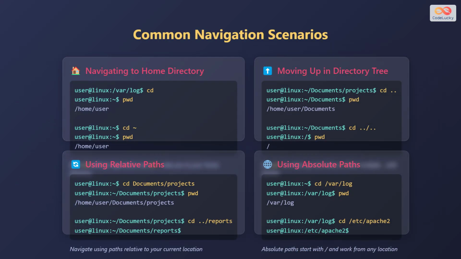Let's walk through some common navigation scenarios. To navigate to your home directory, simply type cd without any arguments, or cd followed by a tilde. Both commands will take you to your home directory. To move up in the directory tree, use cd followed by 2 dots. This will move you up one level. You can chain multiple ../ to move up multiple levels. To use relative paths, specify the path relative to your current location. Finally, to use absolute paths, start the path with a /. Absolute paths work from any location.